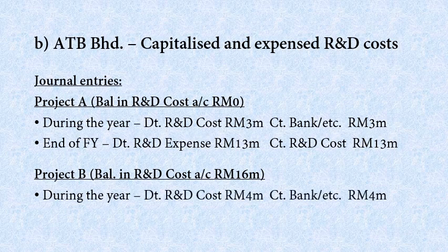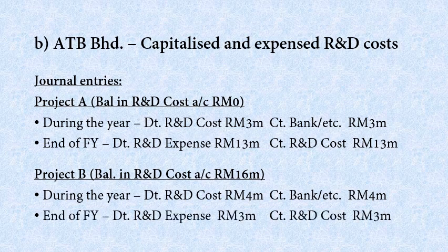For Project B, during the year, there is also an additional 4 million worth of development costs. So we debit research and development cost account 4 million and credit bank or any other relevant accounts 4 million. At the end of the year, we have determined that only 16 million out of the total 19 million could be capitalized. Thus, the excess of 3 million needs to be transferred from the research and development cost account to the research and development expense account.